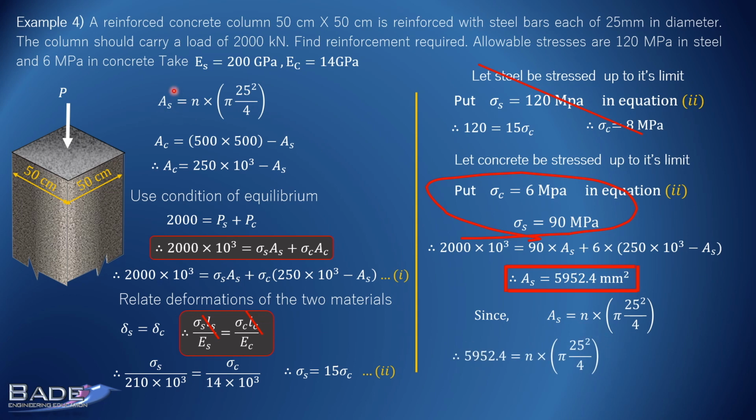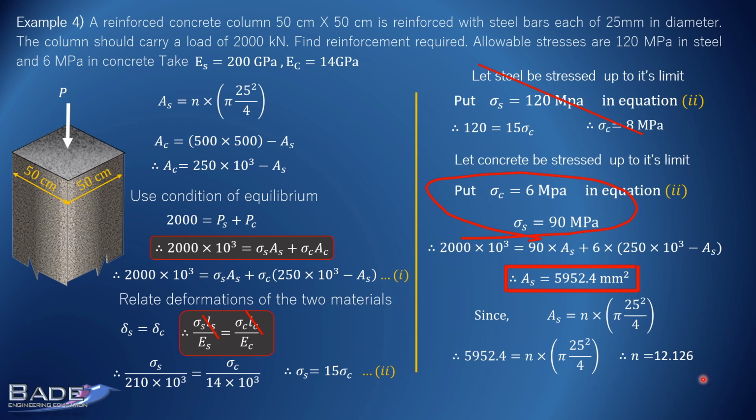So this is the area of steel. It is the number of rods times the cross-sectional area of each rod. In this equation, we are substituting the values. As we need a total area of 5952.4, we got the number of rods required as 12.126. Of course, you should not write the answer in this manner. The number of rods required must be a whole number. Either it should be 12 or 13.